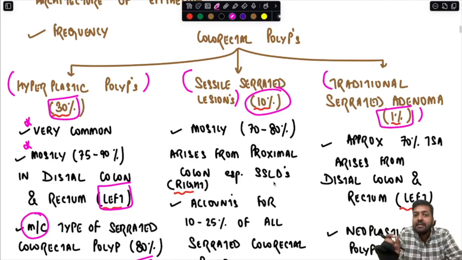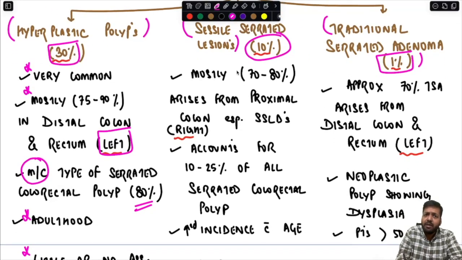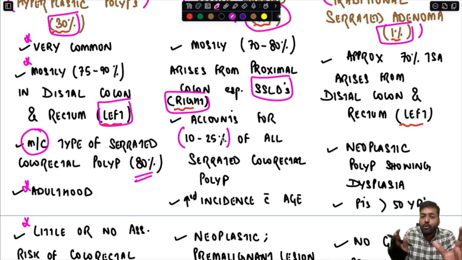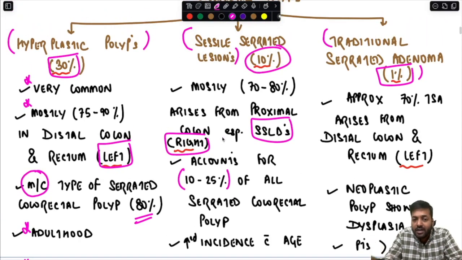Now coming to the sessile serrated lesions, as I told you, they comprise 10% of all the colorectal polyps. Remember, most of these sessile serrated lesions arise from the proximal colon, especially the SSLDs, that is the SSLs with dysplasia, on the right side. They account for only 10 to 25% of all the serrated colorectal polyps, or serrated lesions.